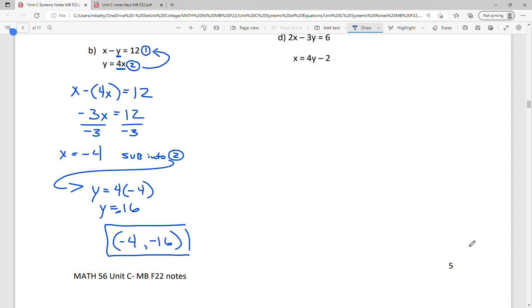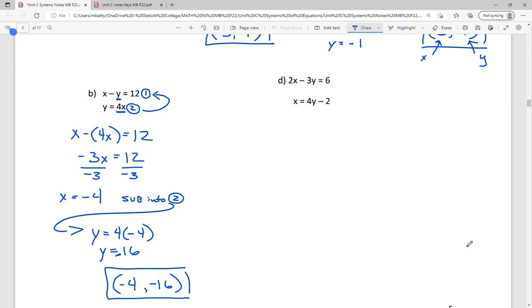More of these, more negatives, more complicated values. Same approach. I've got my two equations. My second equation this time is solved for x. I don't care if I solve for y's first or x's first. It doesn't really matter. But the thing is, I have to have some statement that represents one of my variables. So in this one, what I'm doing in equation 1 is replacing the x with this 4y minus 2.